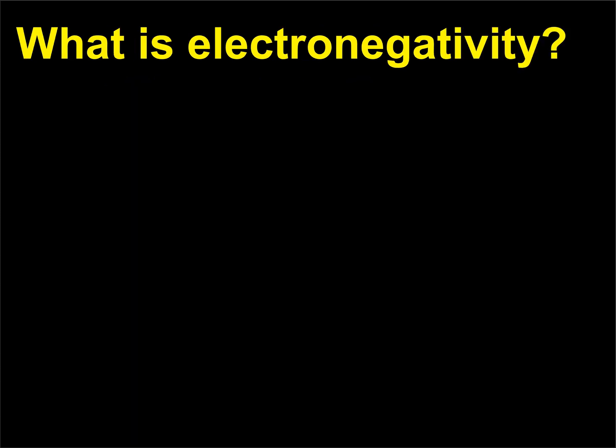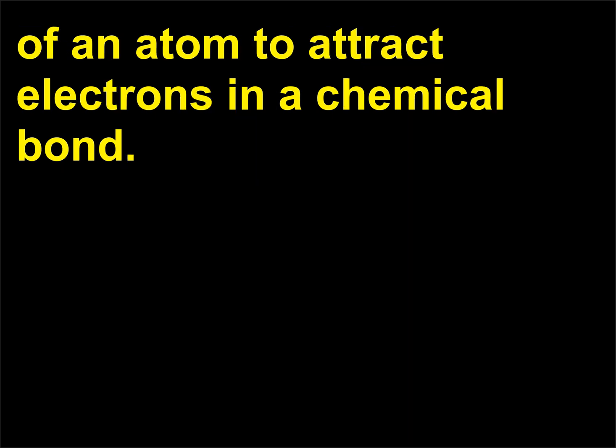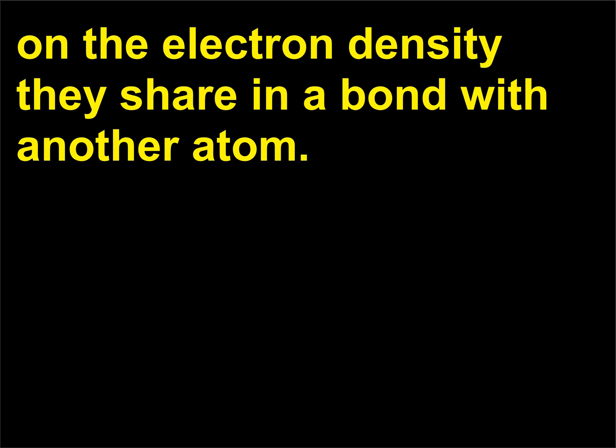What is electronegativity? Electronegativity is a property that describes the tendency of an atom to attract electrons in a chemical bond. The most electronegative atoms are those which pull hardest on the electron density they share in a bond with another atom.